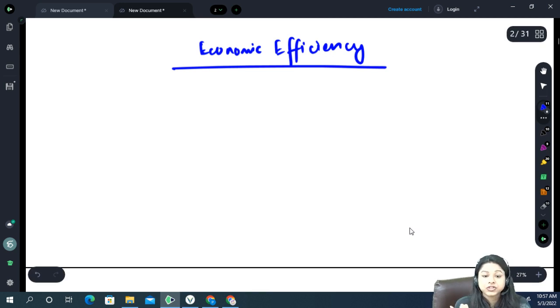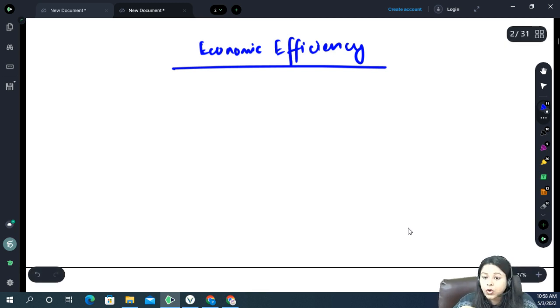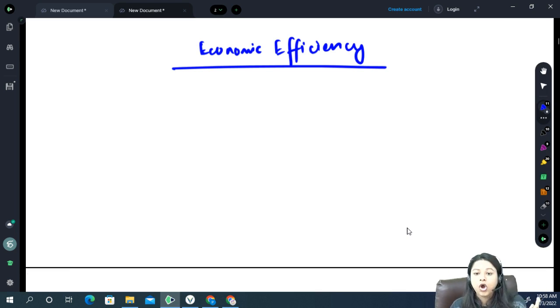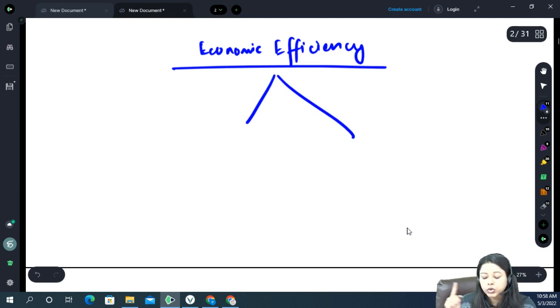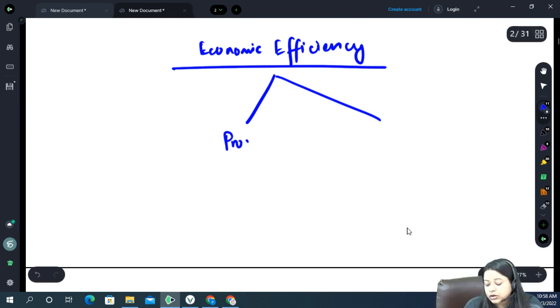Now, what is this efficiently? Efficiently generally means a situation where the goods are produced at the minimum cost and it gives the maximum benefit to both producers and consumers. Minimum cost, maximum benefit, or satisfaction. So there are 2 different subparts of economic efficiency. One is productive efficiency and one is allocative efficiency, right?